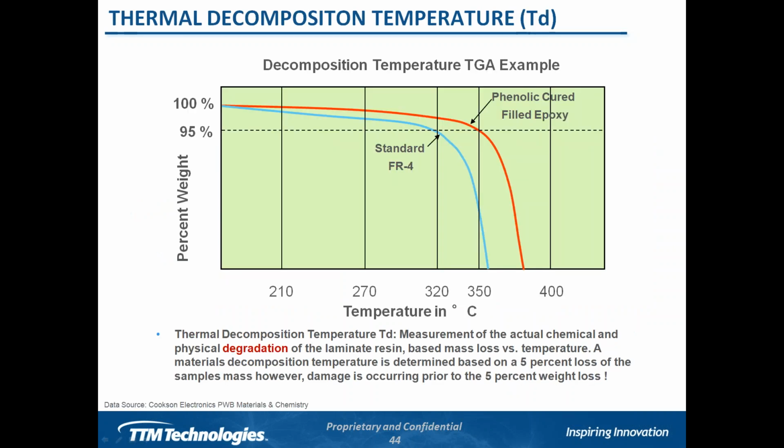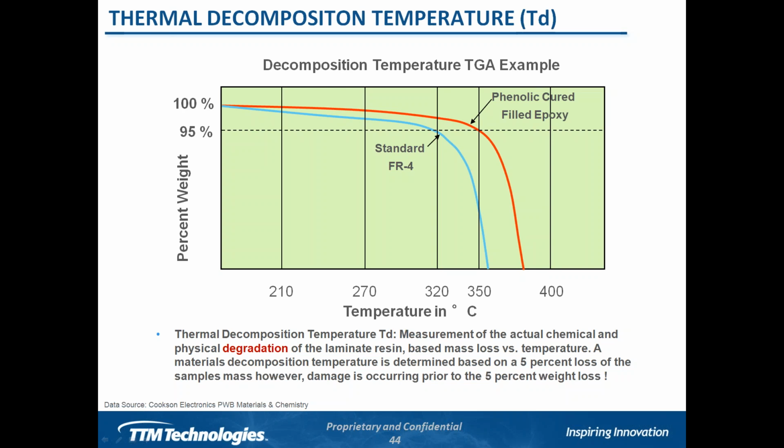We also look at parameters like TD, or thermal decomposition temperature, and this is defined as the temperature at which the material degrades to a point where 5% of its mass is lost. So plastic materials, as you heat them up in temperature, they do tend to degrade, and when they degrade, they lose mass. So TD is defined at that temperature at which 5% of the material is lost.